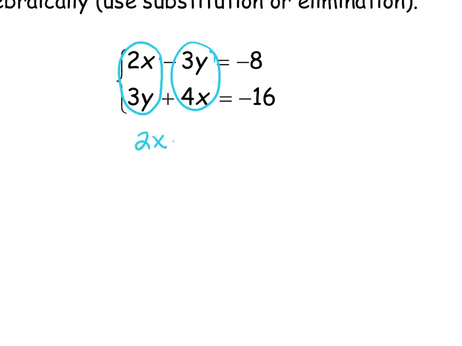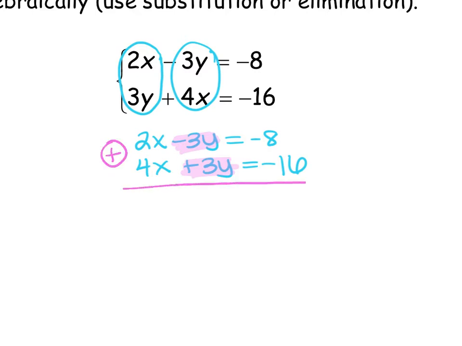So the first equation, 2x minus 3y equals negative 8, I'll leave as is. And the second equation is 4x plus 3y equals negative 16. And when I look at that, actually, I see that this equation has a negative 3y and this equation has a positive 3y, and those actually cancel by addition.